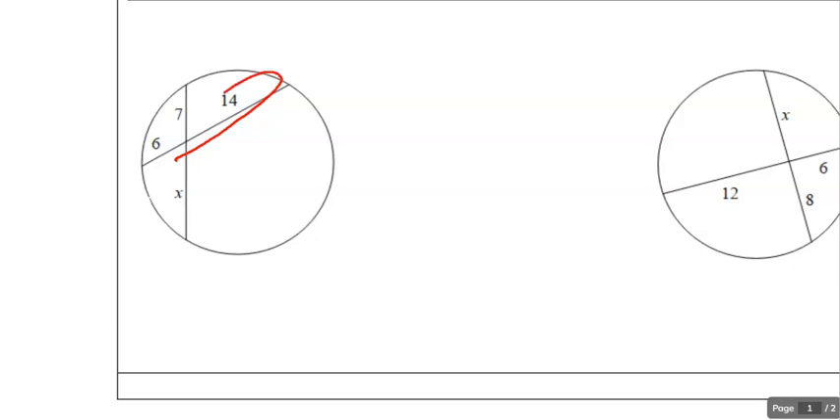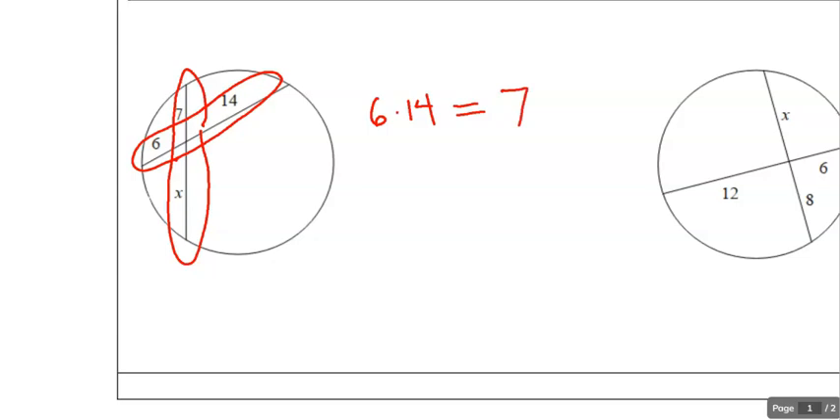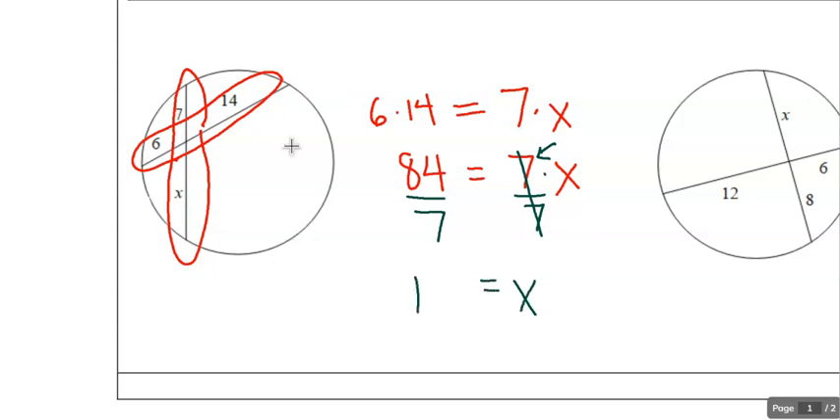So let's go ahead and multiply these. We've got 6 times 14. And then on the other chord, we've got 7 times x. So 6 times 14 is 84 equals 7 times x. So once again, to get x alone, we want to move that 7. It's being multiplied, so we divide by 7 on both sides. So we get 12. And that's the missing side.